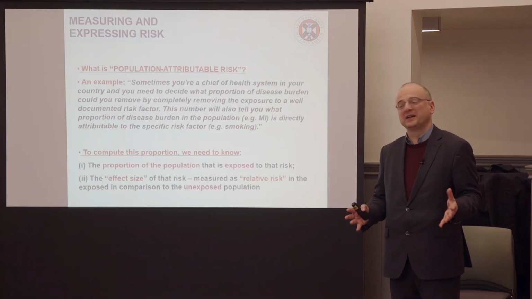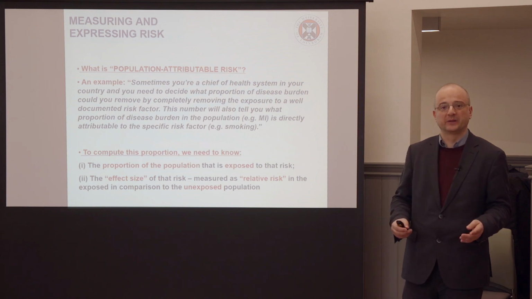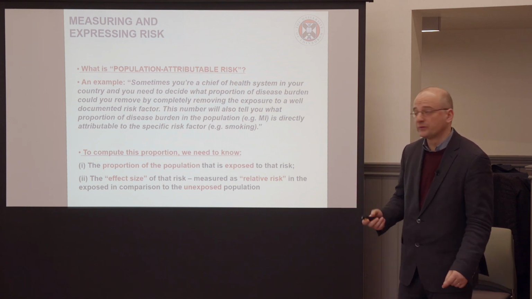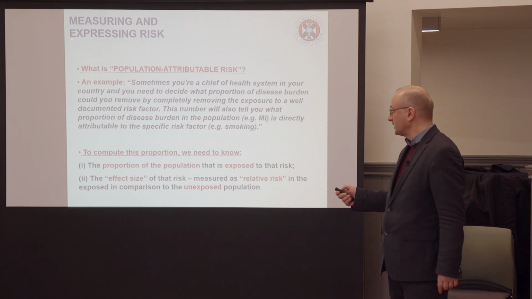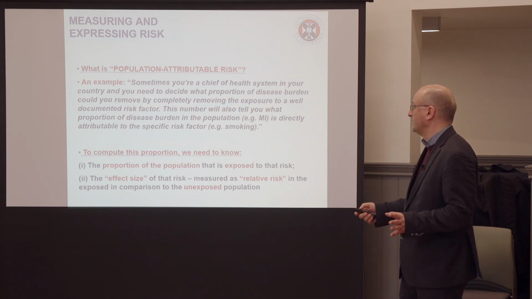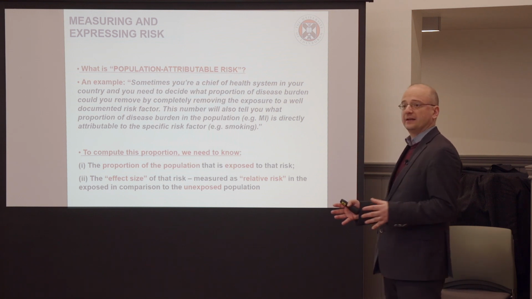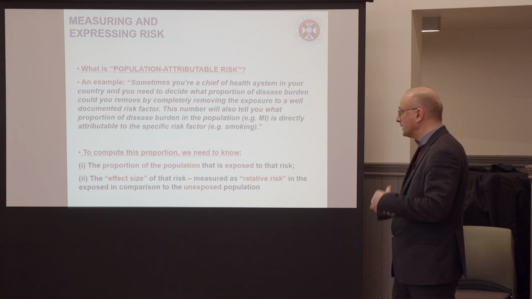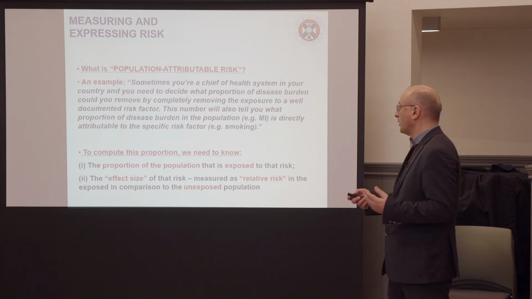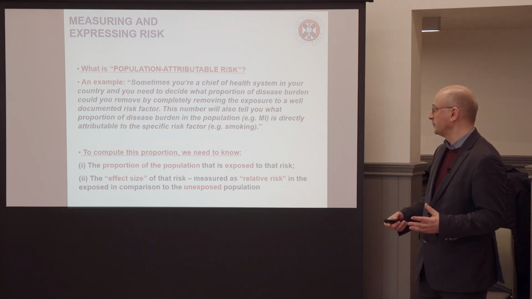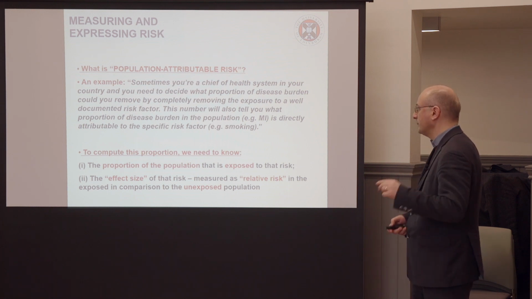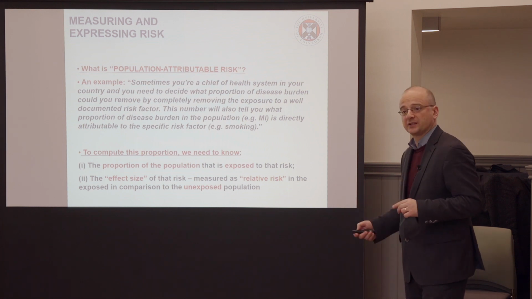So then we get to the question about what is population attributable risk. Well, population attributable risk is a very useful concept. Let us consider an example. Sometimes you're a chief of health system in your country and you need to decide what proportion of disease burden could you remove by completely removing the exposure to a well-documented risk factor. This number will also tell you what proportion of disease burden in the population, like myocardial infarction, is directly attributable to the specific risk factors such as smoking.